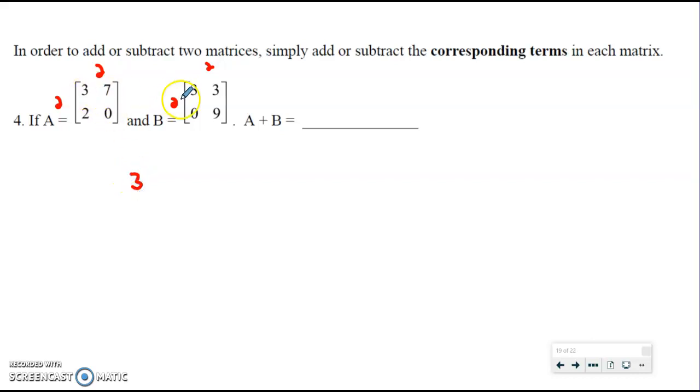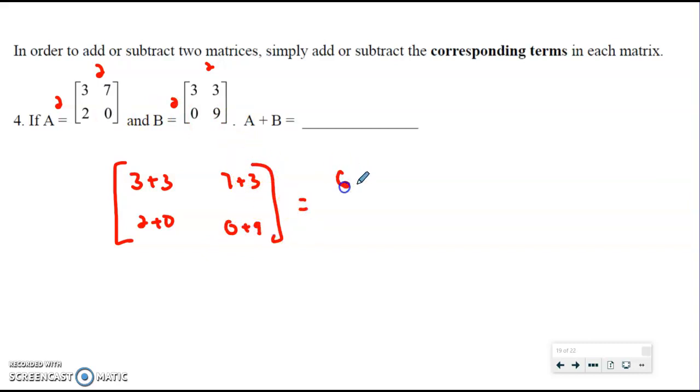So I'm going to take 3 and 3 and add them together. I can take 7 plus 3 and add those together. 2 plus 0, add those together. And 0 plus 9 and add those together. And when I do that, I get 6, I get 10, I get 2, and then I get 9. So when I combine matrix A and matrix B together, I get 6, 10, 2, 9.